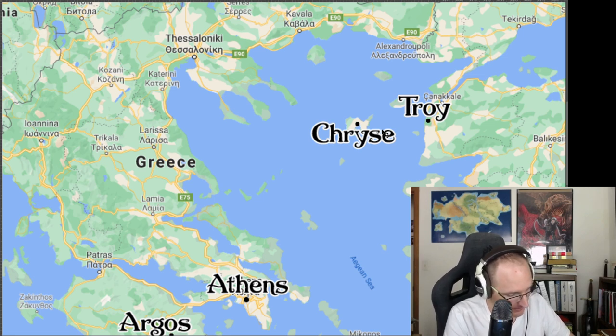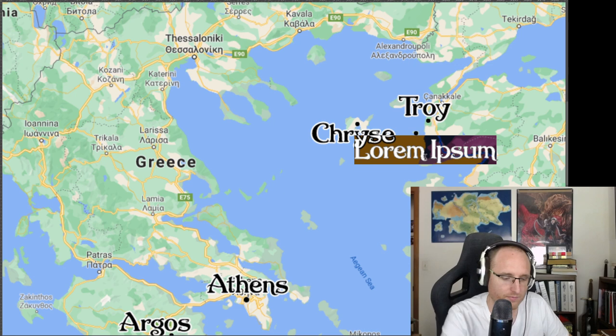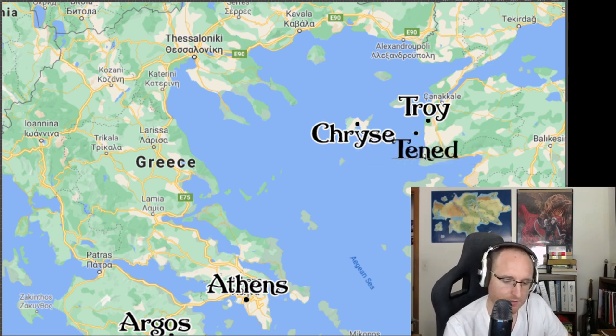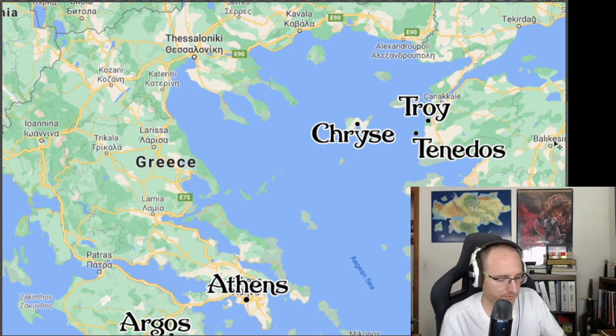Tenedos. Tenedos, island in the northeastern Aegean off the coast of Troy. So Tenedos is this little guy, according to my other map over here. This little tiny island is Tenedos. Already we're starting to have problems with the thickness of our map lines and names, but this will do fine for now.